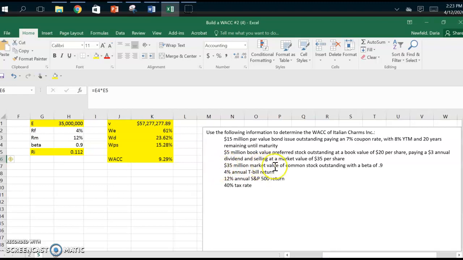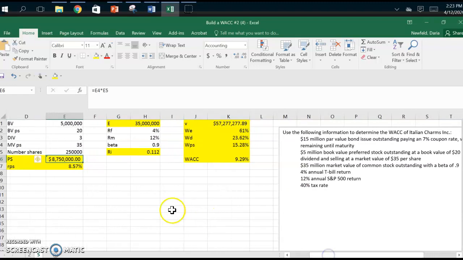Then I'm going to move over to equity. I have a $35 million market value of common stock outstanding with a beta of 0.9. I'm told that there's a 4% annual T-bill return, a 12% annual return on the S&P 500, and finally that my firm has a 40% tax rate. Okay, well, I don't need the 40% tax rate yet. All right, so I know my market value of equity, E, is 35 million.